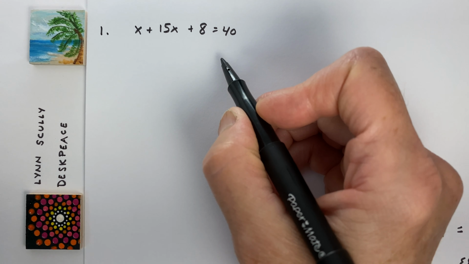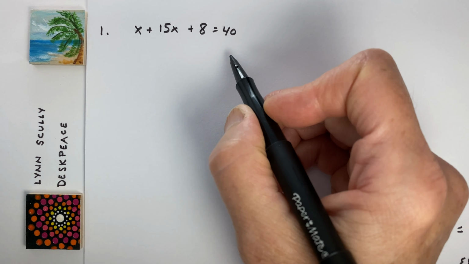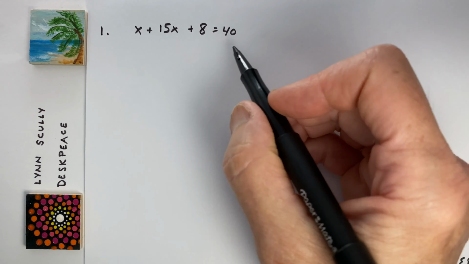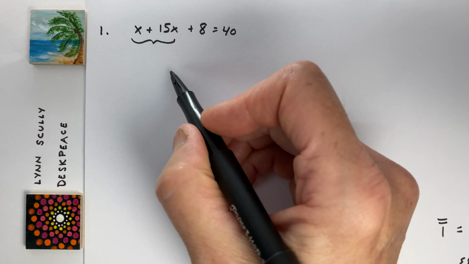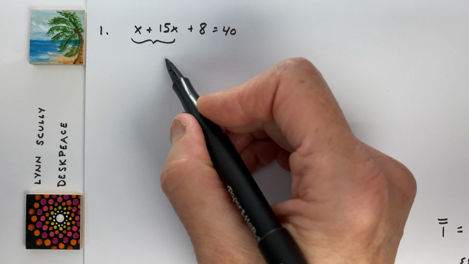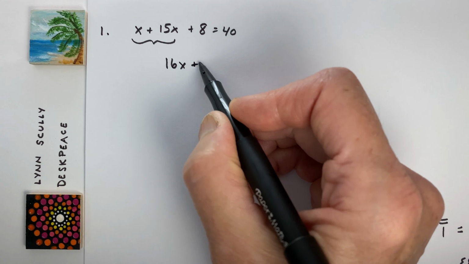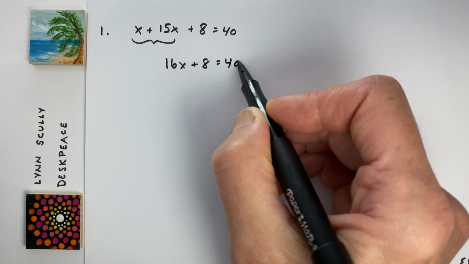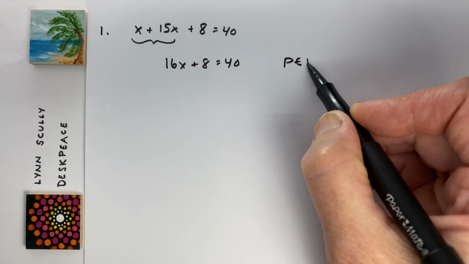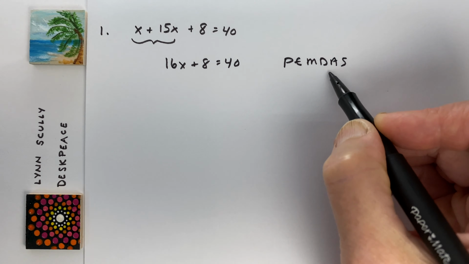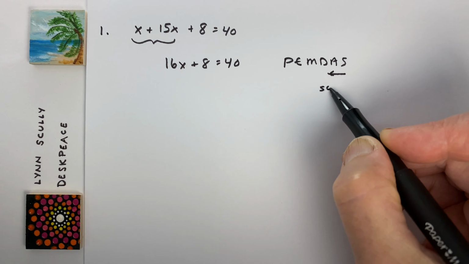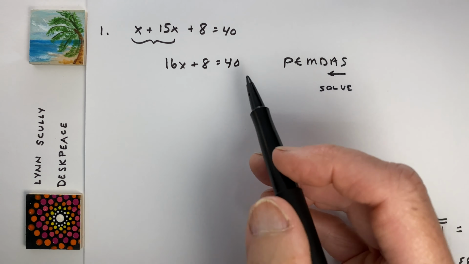Number 1, x plus 15x plus 8 equals 40. So I want to first combine my like terms. 1x plus 15x is 16x plus 8 equals 40. Now I want to get my unknown alone. So I'm going to undo PEMDAS when I solve. We go backward in PEMDAS.